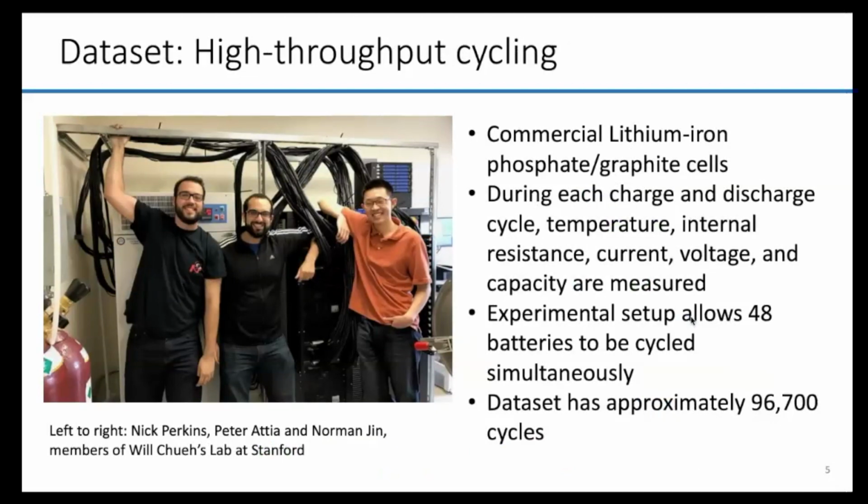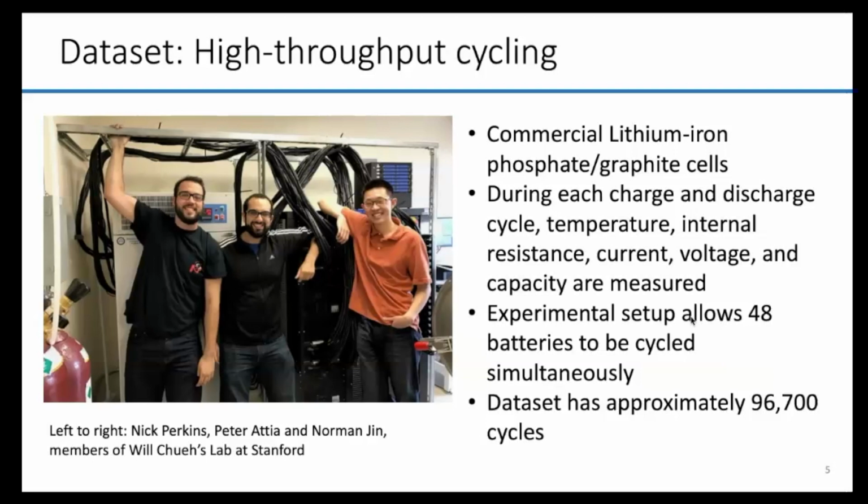Now, if you're coming from a machine learning background, that perhaps doesn't seem like a very large data set, but I think if you're coming from a material science or electrochemistry background, you know that this is quite a large amount of data. And at the time we published the data set, to the best of our knowledge, it is the largest available data set.